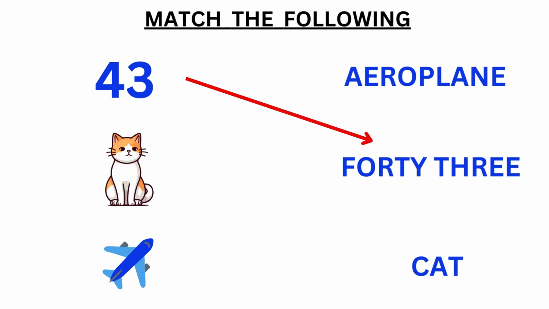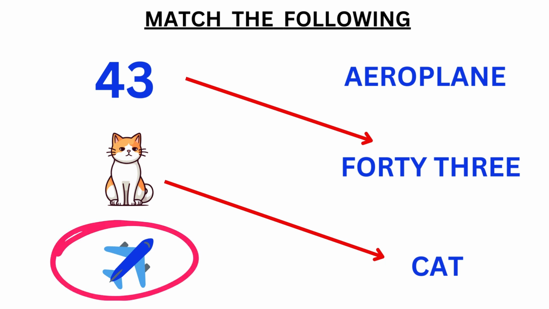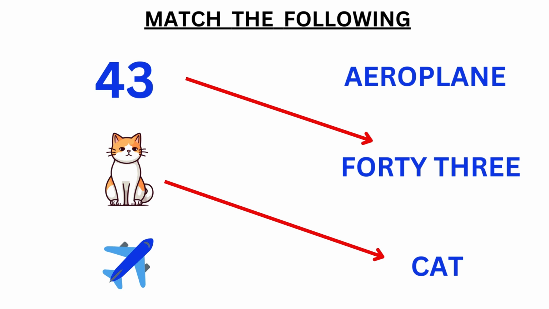Next, there's an adorable furry animal with pointy ears and a long tail. Can you guess its name? It's the cat. Lastly, we have a flying machine that travels high up in the sky. What do we call this? It's an aeroplane.